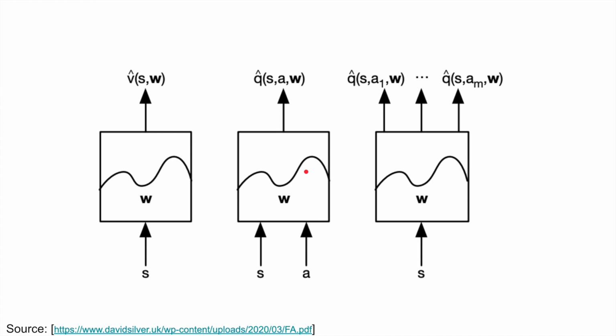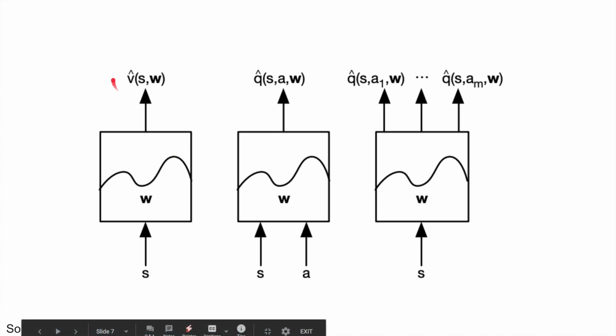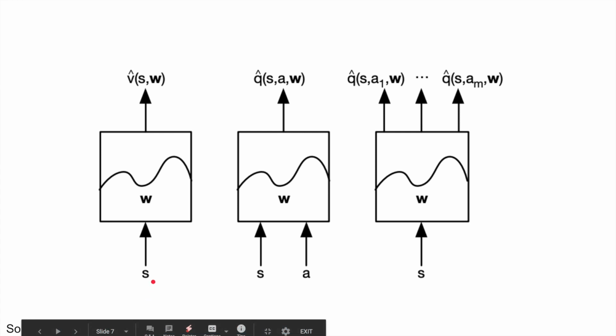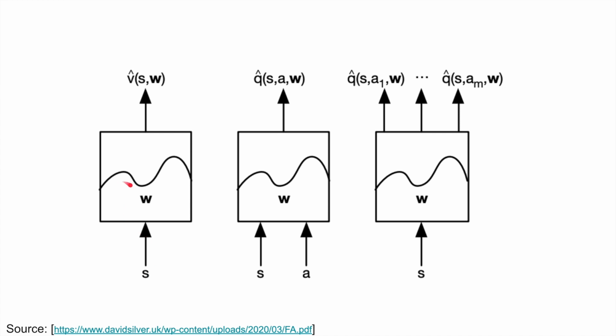So what does function approximation actually look like? Let's say you're approximating vpi of s. You take in as input the state s, some representation of s, and you have these weights of your function. You can modify these weights such that the output closely matches the true value function of this particular policy.